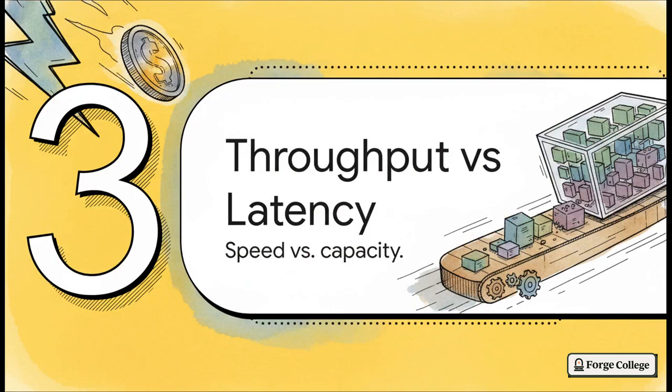Which leads us right into Section 3, throughput versus latency trade-offs. Balancing system speed and transaction capacity. In system design, just like in life, you simply can't have everything. You have to explicitly choose. Do you want lightning-fast single payments or massive, slower batches of thousands of transactions?